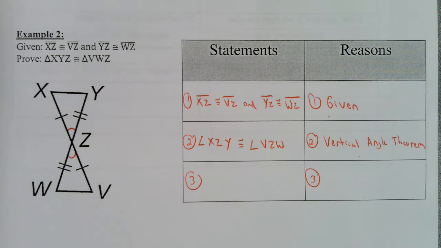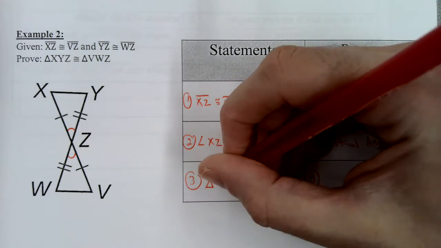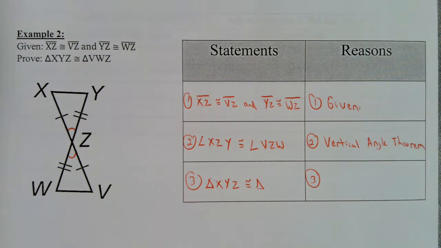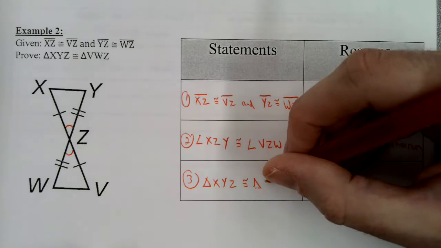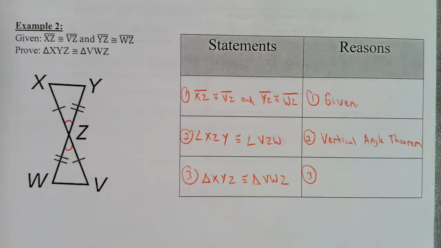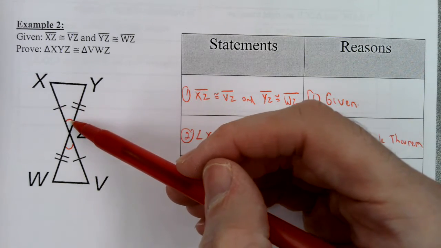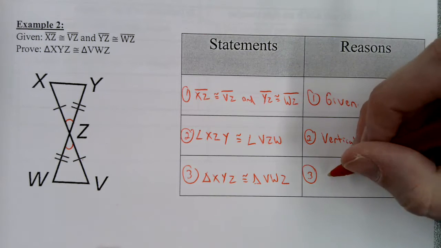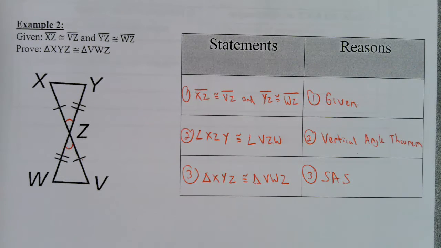And now we can get to what we had to prove. Now we can say that triangle XYZ is congruent to triangle VWZ. What is that reason? Side, angle, side. So SAS, side, angle, side. Again, the reason why it's side, angle, side is because that is the included angle. Okay?